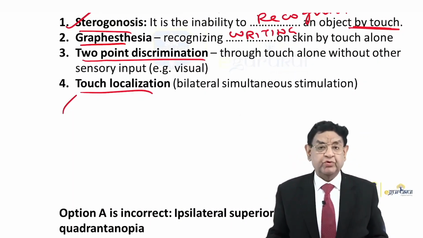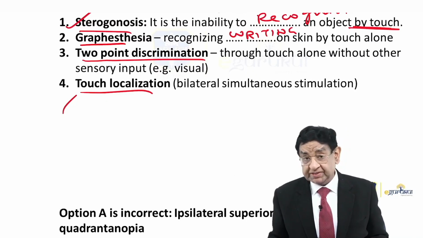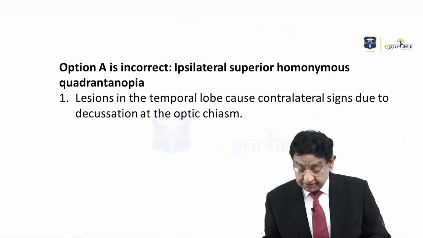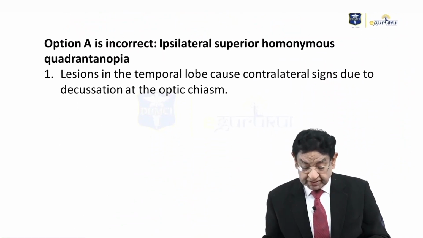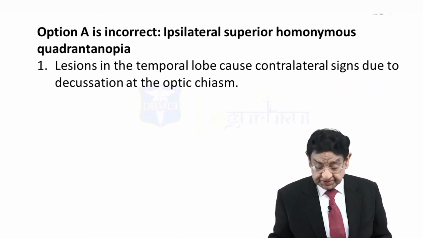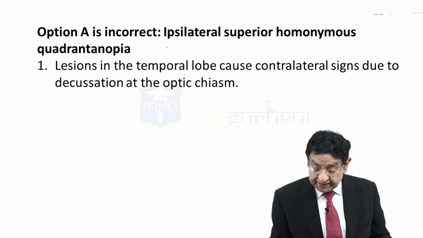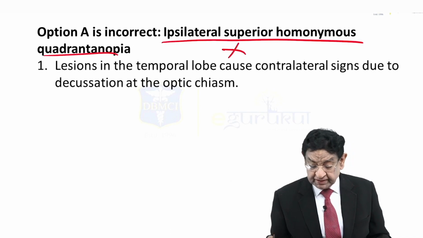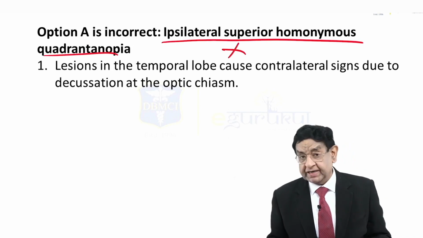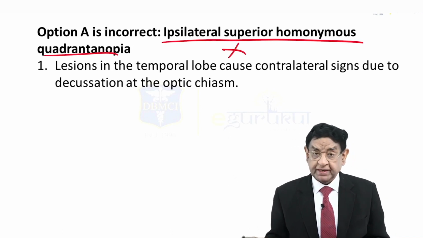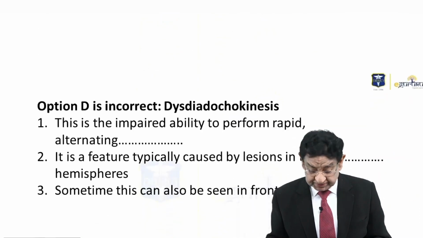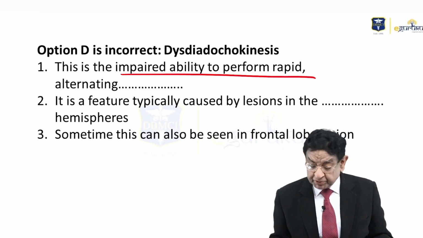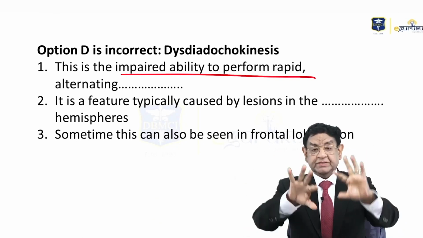These are the 4 cortical sensory functions done by the contralateral parietal lobe. Okay, so I hope you are clear about the cortical function. Now option A, ipsilateral superior homonymous quadrantanopia, is not a feature; it is always contralateral superior quadrantanopia, the point I mentioned in the previous slides. Dysdiadochokinesia is impaired ability to perform rapid alternating movement like this.